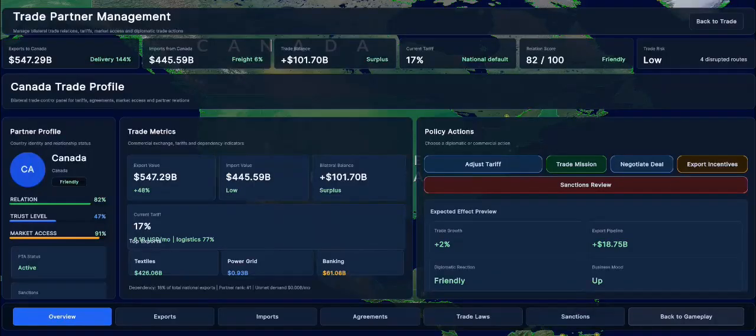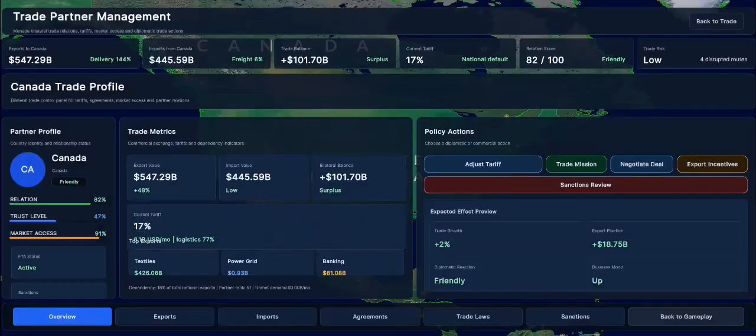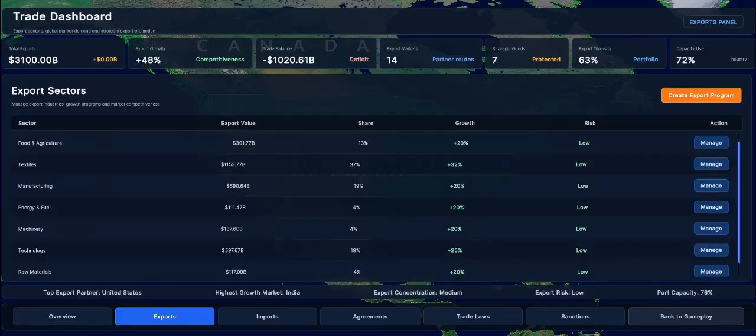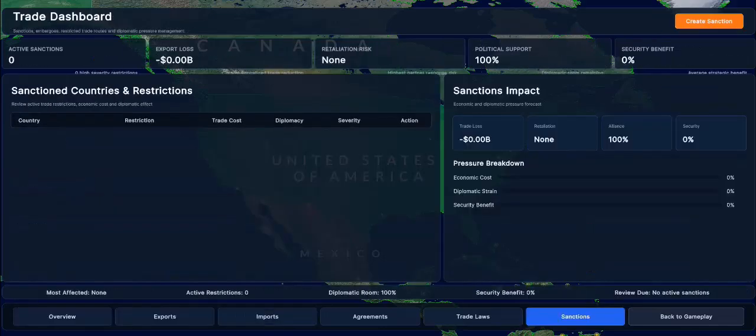Launch trade missions. You can launch a Ministry of Commerce trade mission to increase trade with your partner and negotiate export or import agreements. A signed agreement is only the beginning. Your industries must have the capacity to deliver. Your partner must remain satisfied, and every shipment can strengthen or drain your foreign exchange reserves.